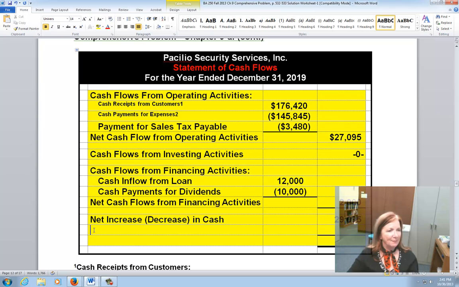And then I'm going to get my beginning cash balance, but I'm going to put plus in front of it so we know that we're adding it. And you always put plus in front of it, unless it was a negative cash balance at the end of last year, but that doesn't happen very often.